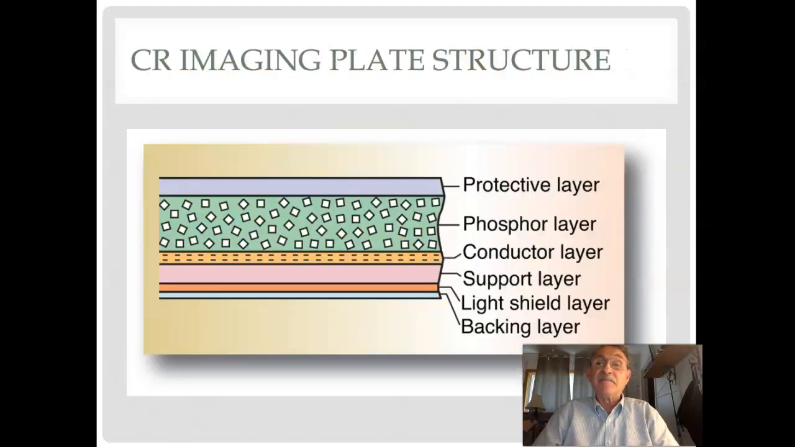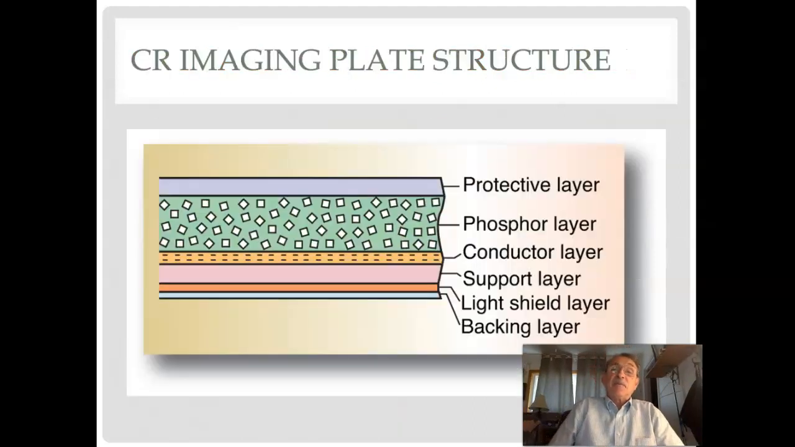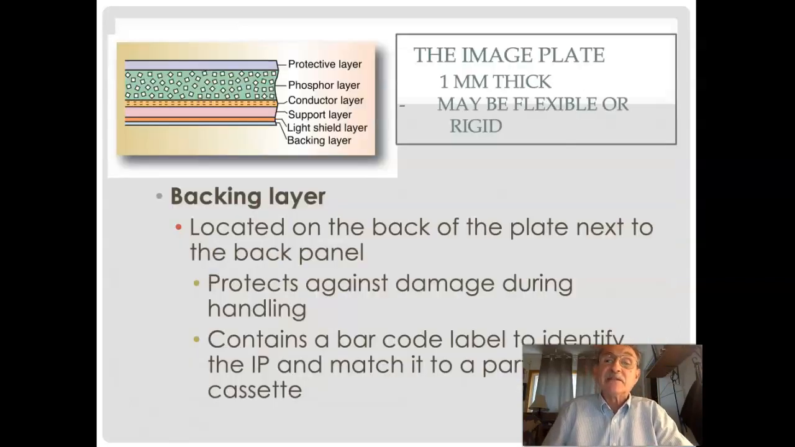All right, moving on. So these individual plates, these photostimulable phosphor plates, are composed of several different layers. The protective layer does just that. It protects the phosphor layer and all of the subsequent layers underneath it, because these are all important at some point in the process. And so we can talk about all of these individual layers to some extent.